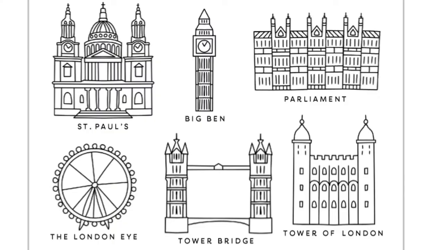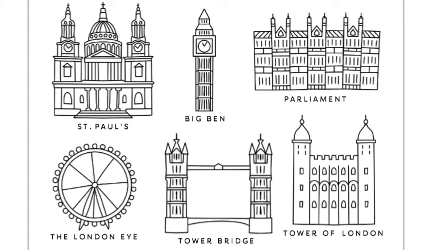Here are some iconic places in London that you saw in a video, or just now. St. Paul's Cathedral, Big Ben, Parliament, that's where they make all the decisions in government, and that's where Big Ben's located as well. The London Eye, which is a Ferris wheel, Tower Bridge, which goes over the river, the Thames, and the Tower of London.